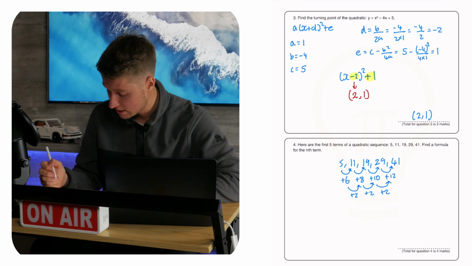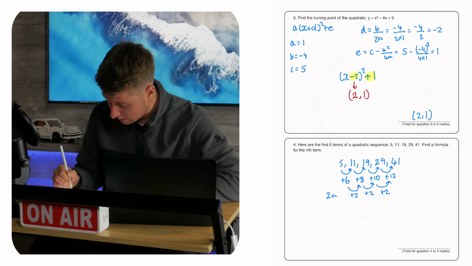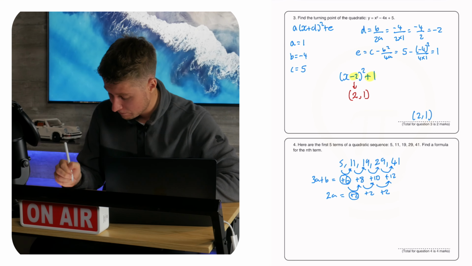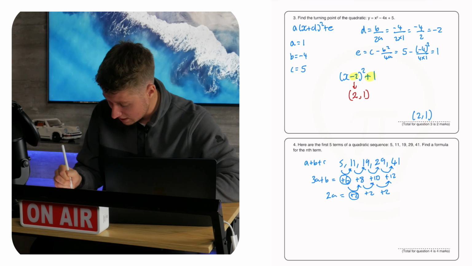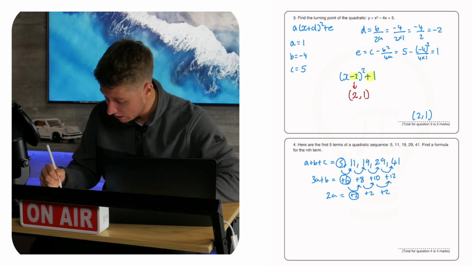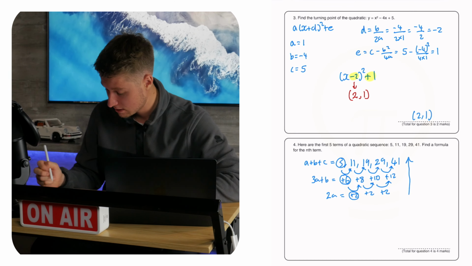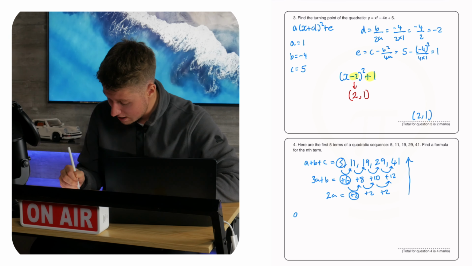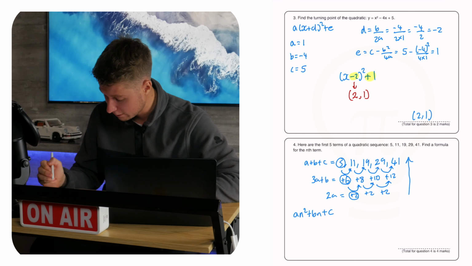So when doing quadratic sequences, we need to remember 3 formulas. 2a is equal to the first term of the last sequence. 3a plus b is equal to the first term of the second sequence. And a plus b plus c is equal to the first term in the first sequence. And we work our way up this section here. So our result needs to be in the form an squared plus bn plus c, where a, b, and c are numbers that we need to find.